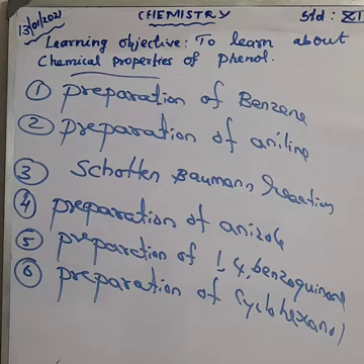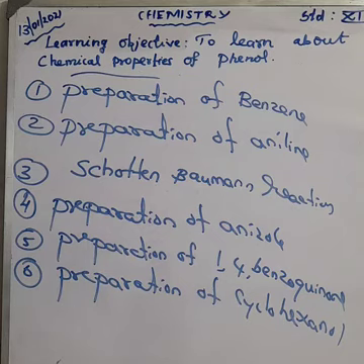Williamson ether synthesis. Here we are using phenol with sodium hydroxide. Here water is removed. Am I right? Water is removed. We get sodium phenoxide. So the sodium phenoxide, and also we are adding methyl iodide. What is the formula for methyl iodide? CH3I, methyl iodide. We get anisole and sodium iodide.